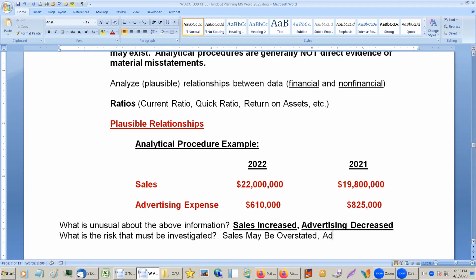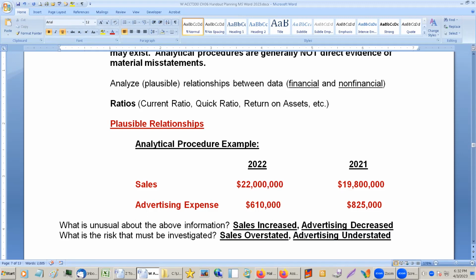And advertising, let's see, understated. Now, it could be that both of those are fine. Whatever it is, they sold more stuff, so it could be sales overstated or advertising understated. Those are kind of the risks we would be looking at. And again, it just tells us where to look.